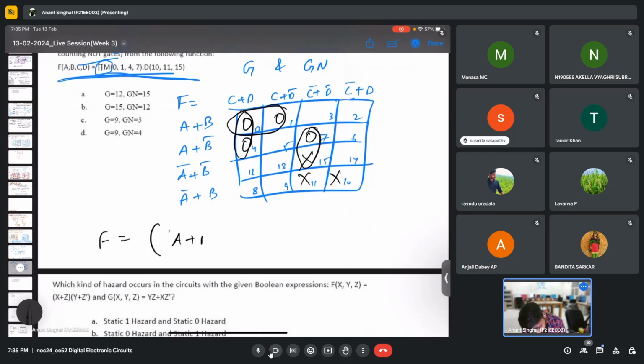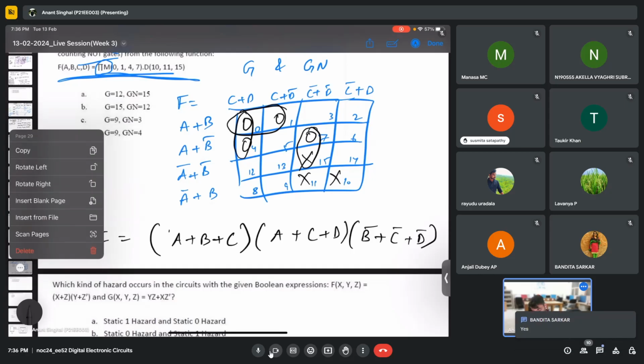This will be A plus B plus C. The second term will be A plus C plus D. The third term will be B complement plus C complement plus D complement. Are you all getting the same? Any doubts? Please quickly respond.